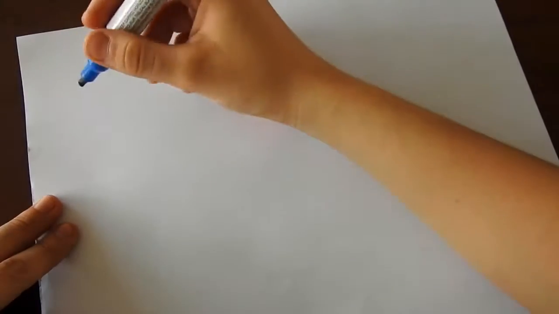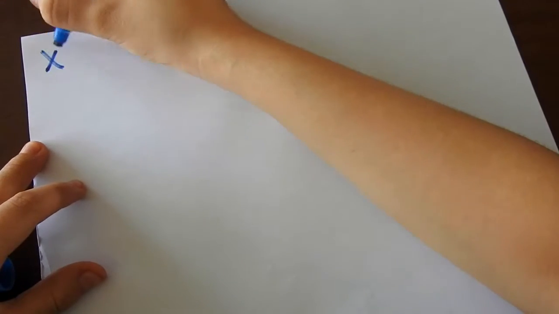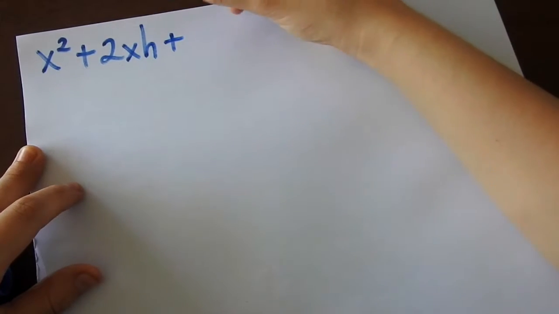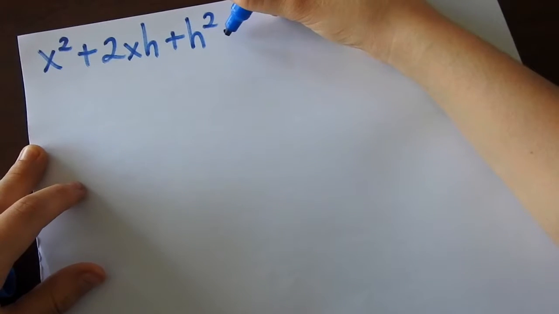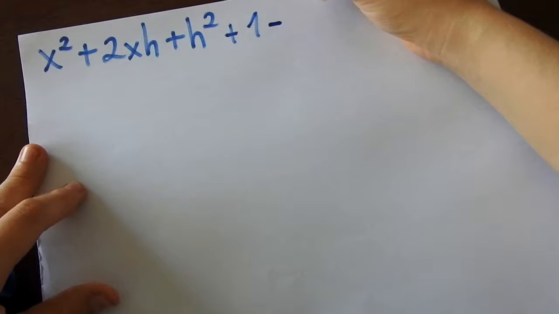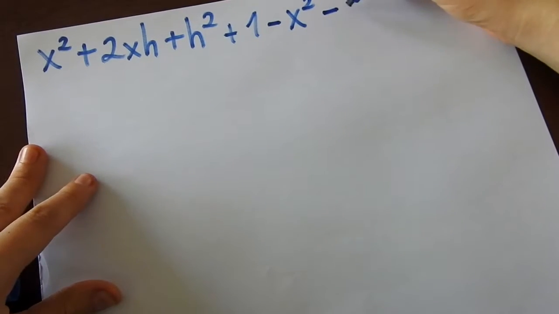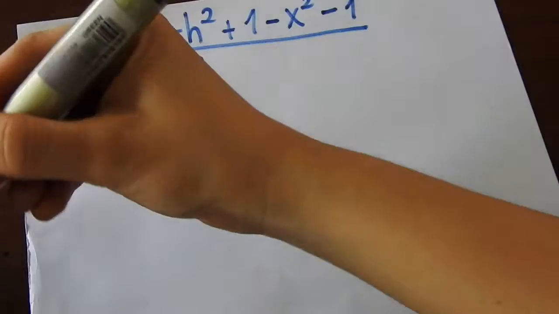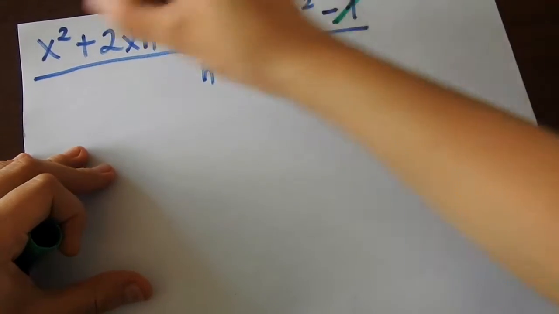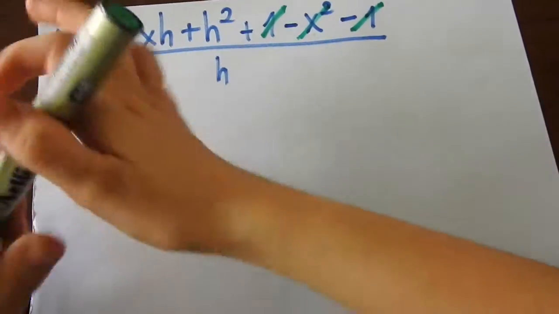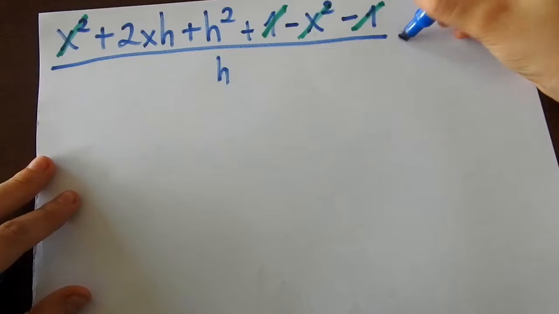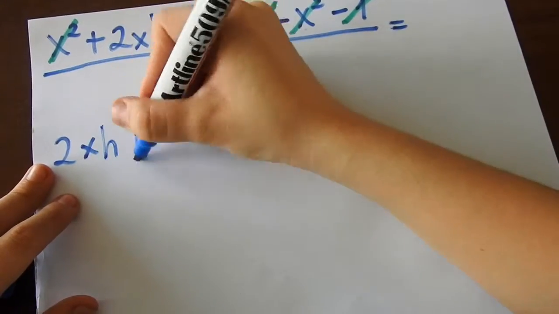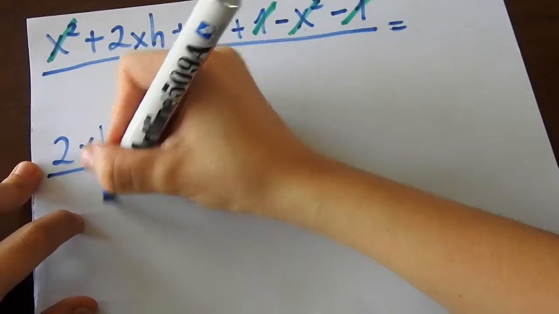Well, the expansion of this would look like x squared plus 2xh plus h squared plus 1 minus x squared minus 1 over h. 1 minus 1, x squared minus x squared are simplified, and this leaves us with 2xh plus h squared over h.